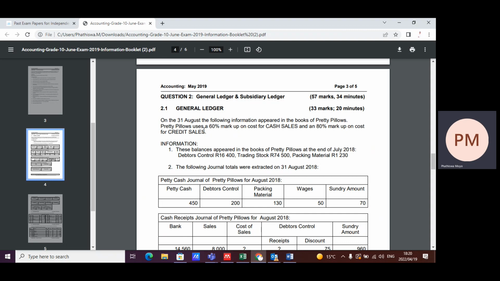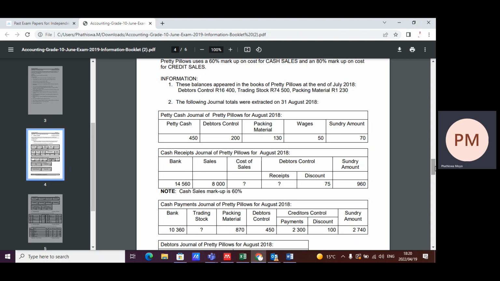So these are the balances that appear in Pretty Pillows at the end of July. They've given you opening balances for debtors control, trading stock, and packing material. The following journal totals were extracted on 31 August. These are the subsidiary journals for the period you're reporting on. Let me be slow because some students may think I'm too fast.